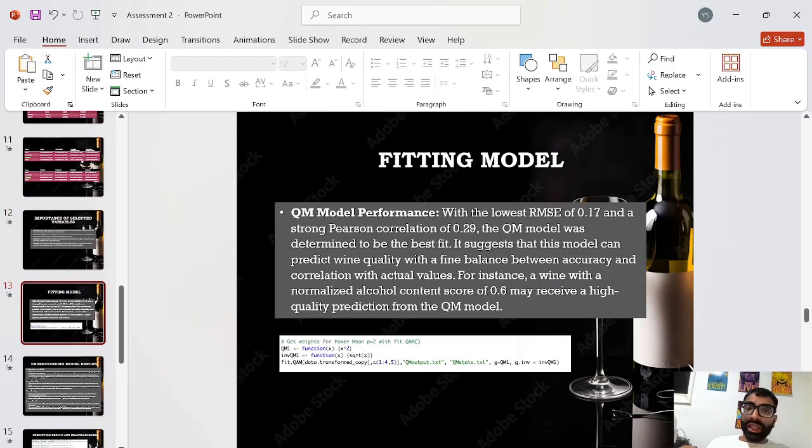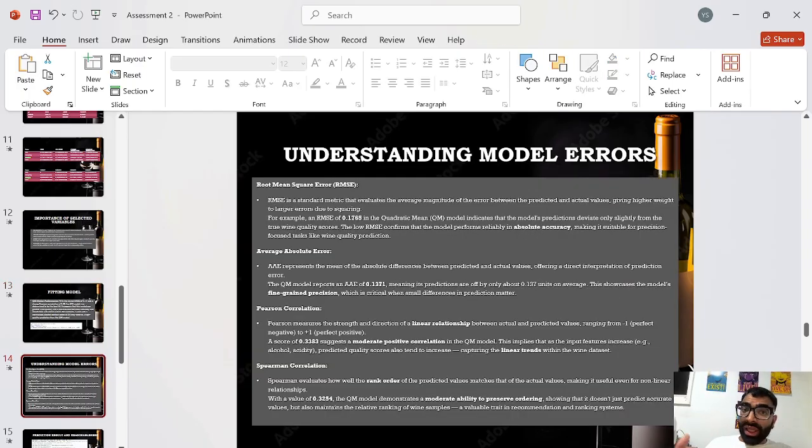So again, we are using the QAM model and fitting the model using the best weights, and this is the particular code which we use to fit the model. And again, to understand the model error, we used RMSE, where we added root to the mean square error to scale down the results. And again, we are also using average absolute error, Pearson correlation, and Spearman correlation. These are different metrics which help us to understand the model better.